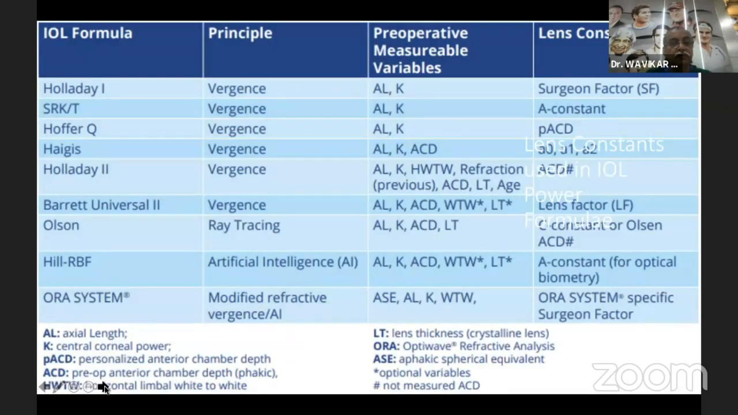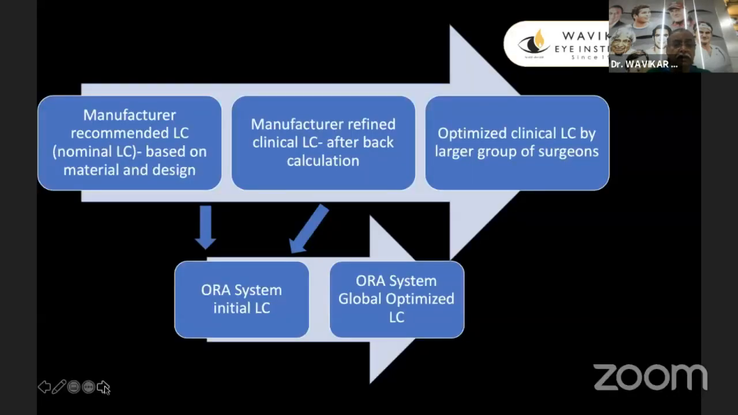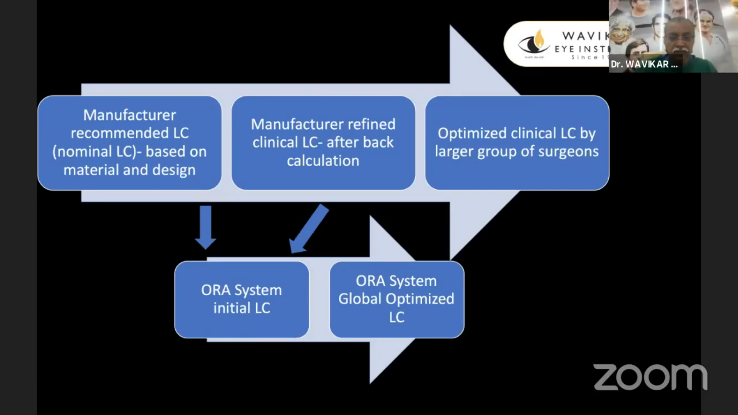Now, this is the list of all the constants which are used in each formula. Let us not get too much into the theory. The first optimization is done by the manufacturer. The manufacturer will recommend a lens constant based on the material and the design, and a few cases are done, and after back calculation it will be fine tuned. Then the lens will be implanted by a larger group of surgeons and further tweaking is done. Aura system is also getting into global optimized lens constant. I'll come to that a little later.